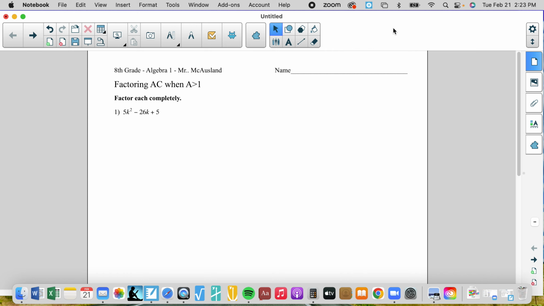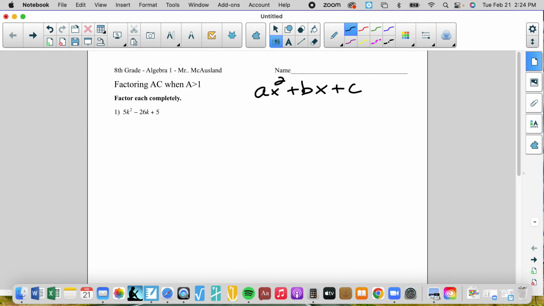Going to work with factoring using the A times C method, and when A is greater than 1. So remember, A times C. When we talk about A times C, we're talking about the quadratic form or template, where the coefficient of x squared is my A value, the coefficient of my x value is my B, and my constant is going to be my C value.